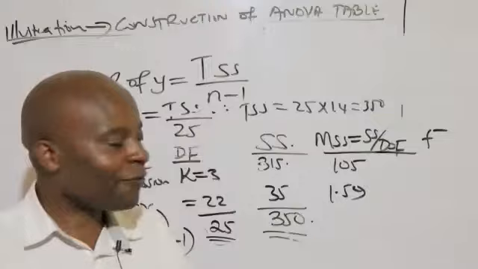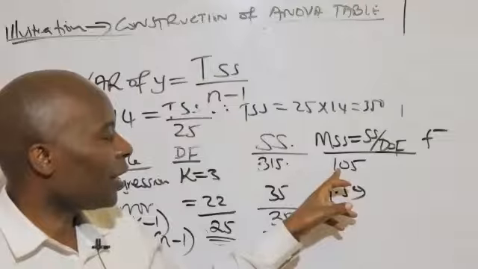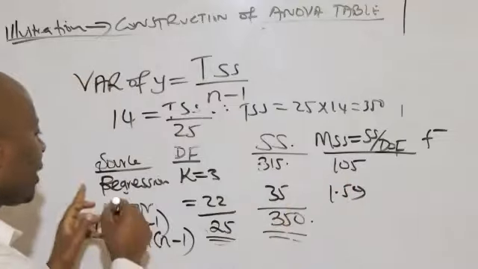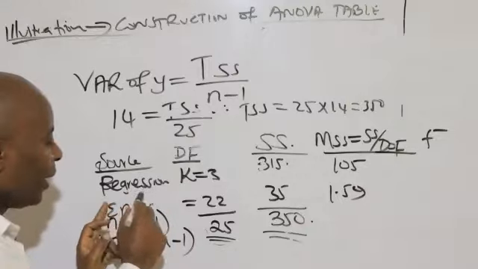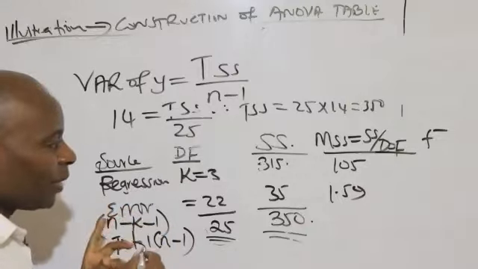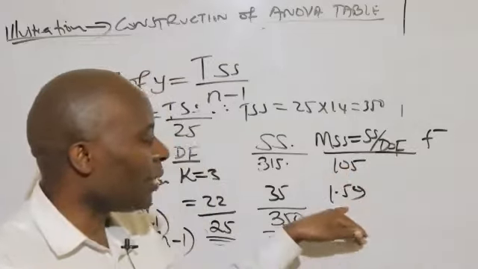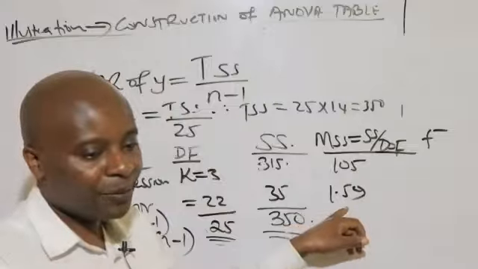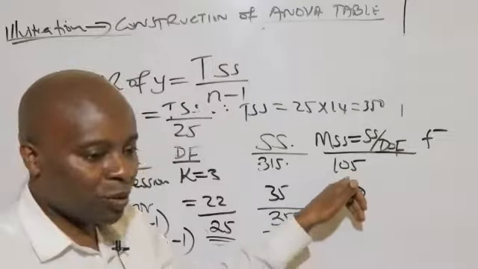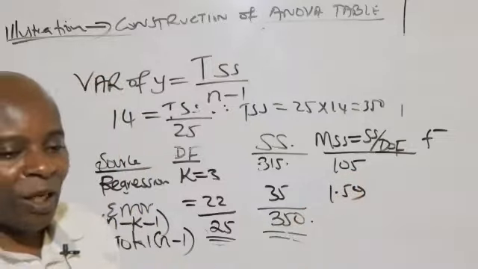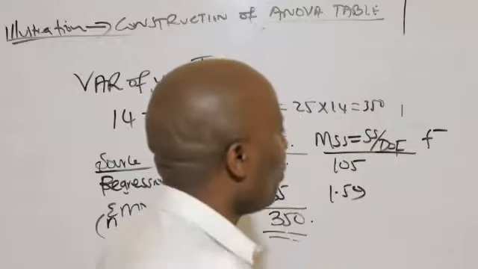So remember, F is the explained MSS. I forgot to tell you that regression is the same as explained, and then error is the same as unexplained. So for F, we are taking the explained MSS divided by the unexplained MSS. So it's 105 divided by 1.59, which will give us 66.04, or 66 like that.